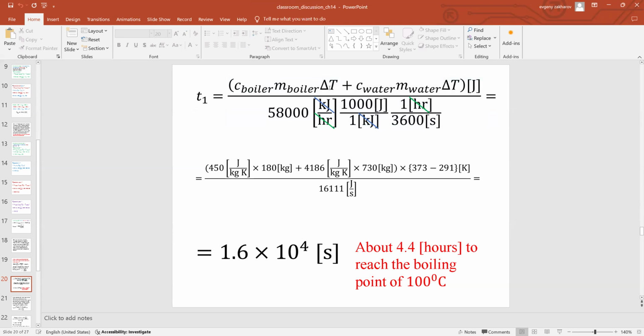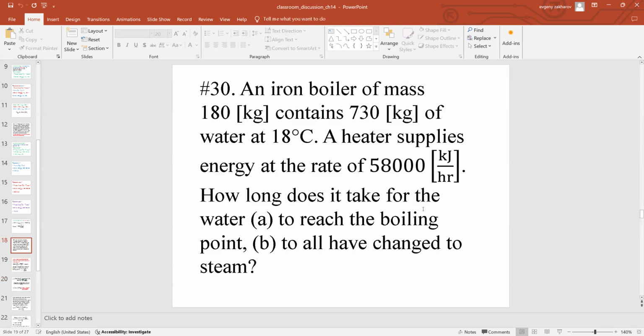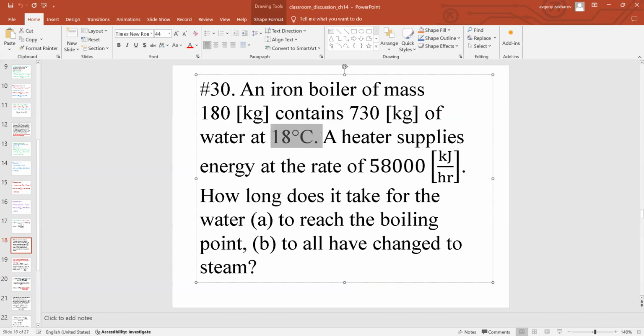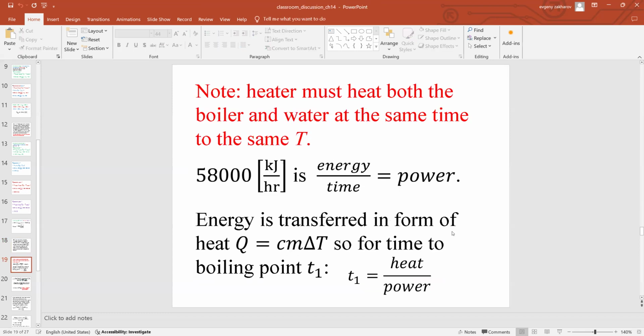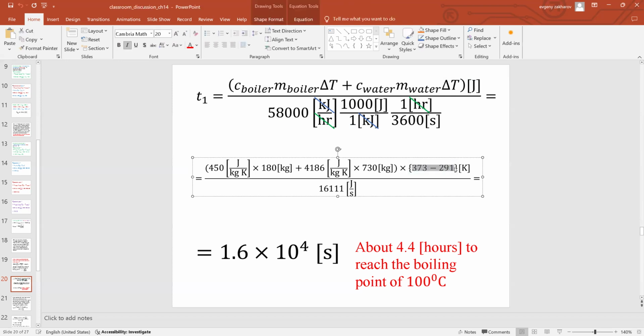The change in temperature is, let me see, it starts at 18 degrees Celsius, and you go all the way to the boiling point, which is 100 degrees Celsius. Convert from Celsius to Kelvin, so plus 273 for both. And you can factor out the delta T. See how you have delta T here and the same delta T there, so you factor out the delta T. From 18 to 100 degrees Celsius, so 373 Kelvin, take away 291 Kelvin.